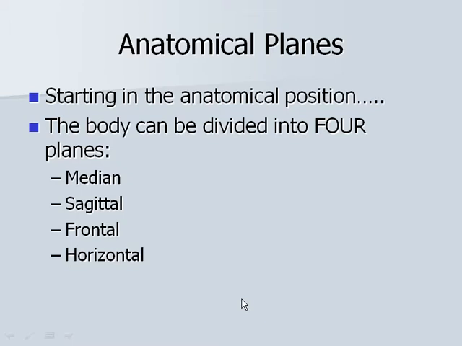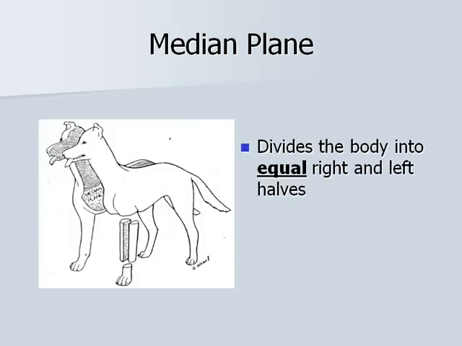Median, sagittal, frontal, horizontal. Any view that you look at of the body, any model, any picture that you look at, will likely be using one of these four planes. So the first one is median. Median divides the body or a structure into equal right and left halves. Okay? The key word is equal.